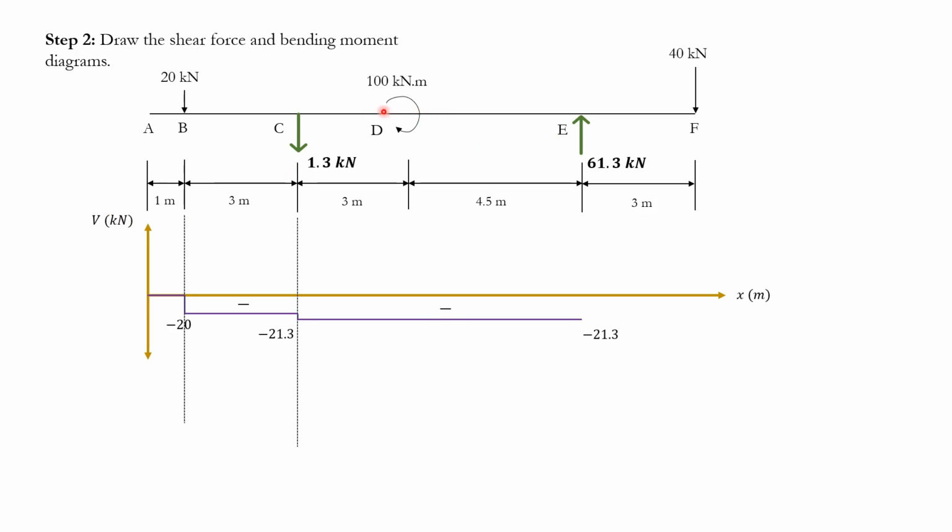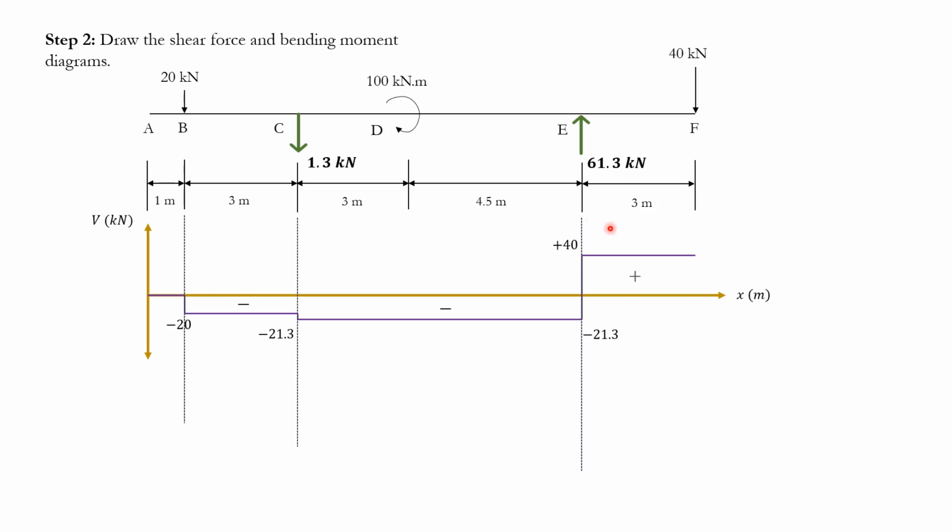Remember that this 100 kilonewton meter doesn't really have much of an impact on the shear force diagram. It will have its impact on the moment diagram, but not on the shear force diagram. So from C to E, there's no change in shear, so the value just remains the same. At point E, we go up by 61.3. We end up with 40 kilonewtons.